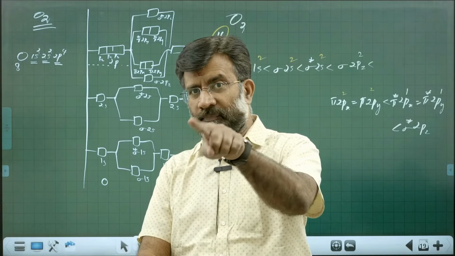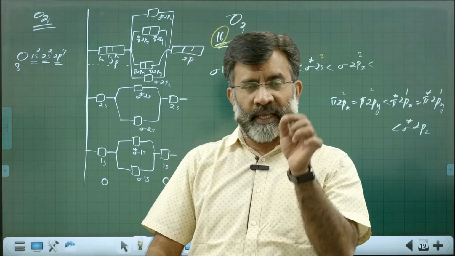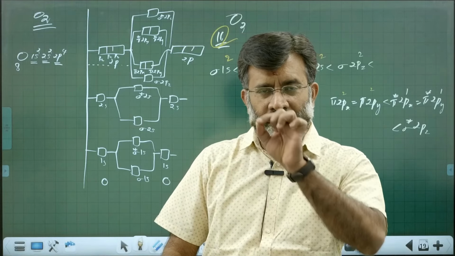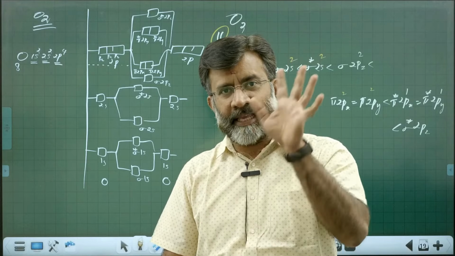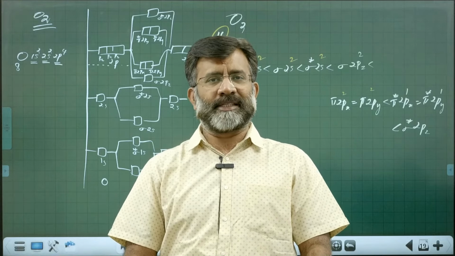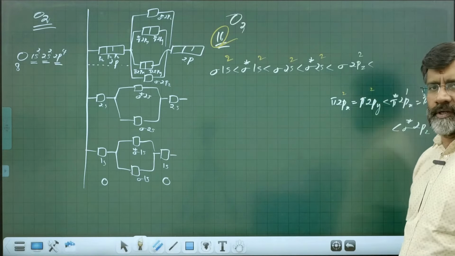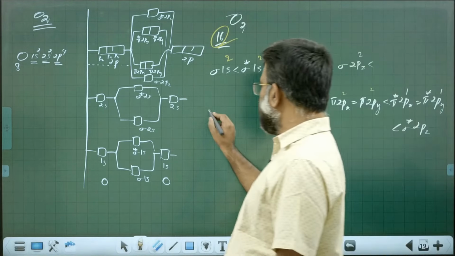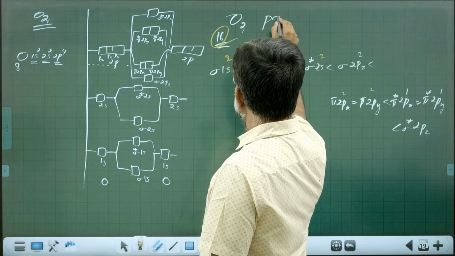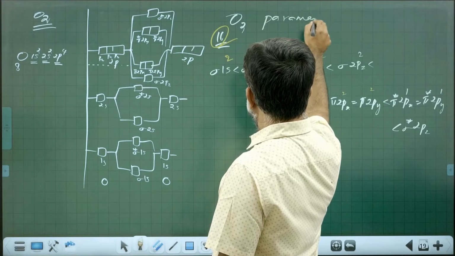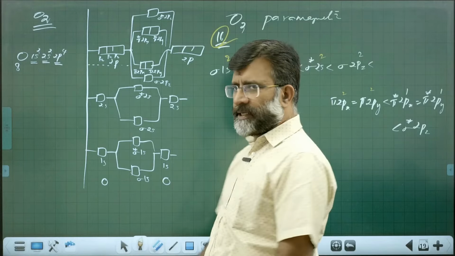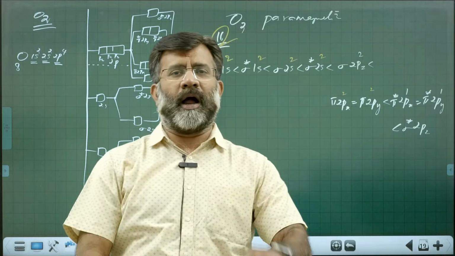Hund's rule of maximum multiplicity: if same energy orbitals are coming, the electrons have to be distributed equally. Isn't it? Right. So this is the electronic configuration of O2, and it clearly explains that O2 is paramagnetic with two unpaired electrons.